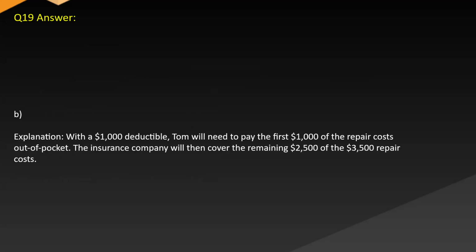Answer: B. Explanation: With a $1,000 deductible, Tom will need to pay the first $1,000 of the repair costs out of pocket. The insurance company will then cover the remaining $2,500 of the $3,500 repair costs.